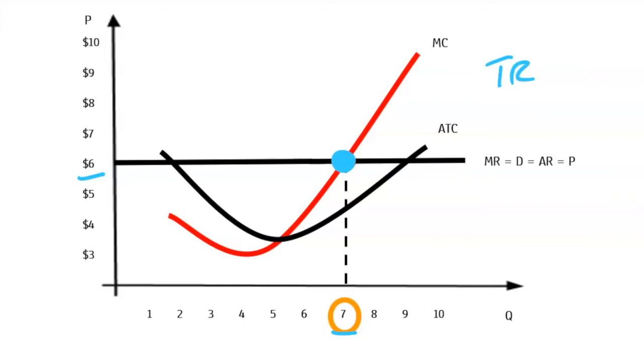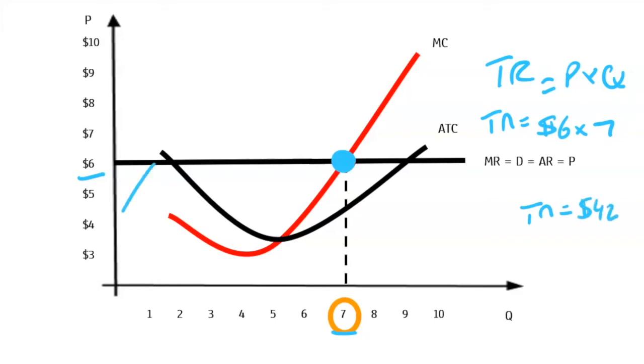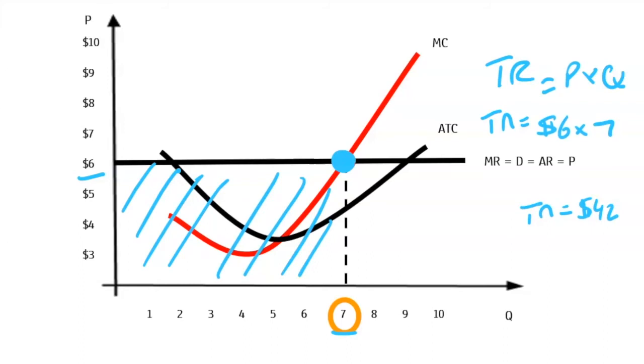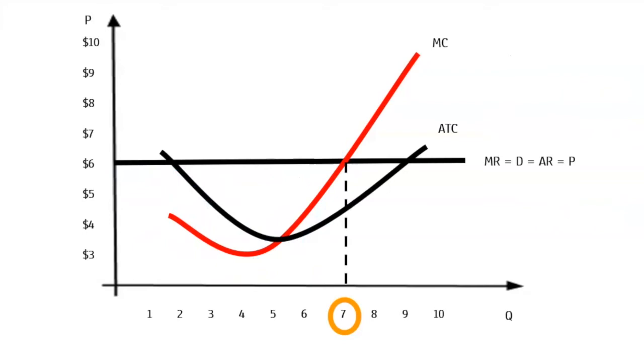So our total revenue is what? Well, our total revenue, remember, is just price times quantity. And so our total revenue, if our price is $6 and our quantity is 7, is going to get us to $42. Or in other words, our total revenue is this box shaded in blue right there.